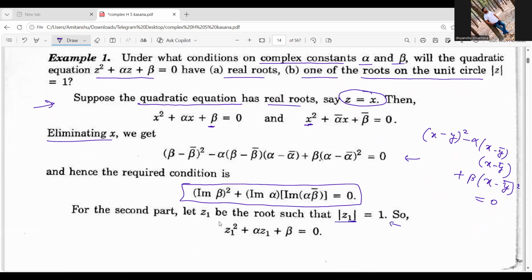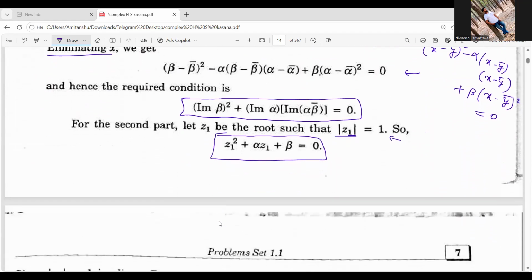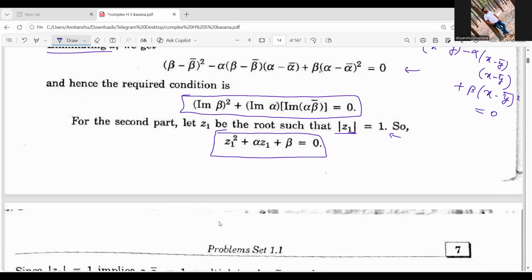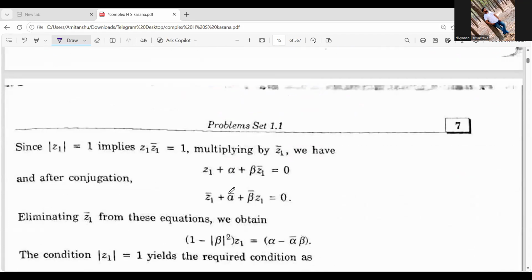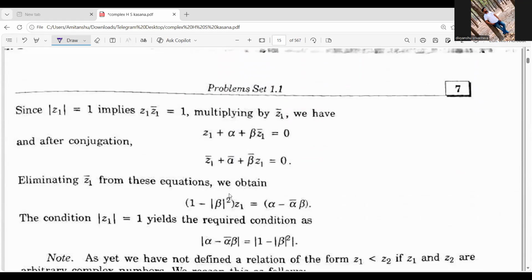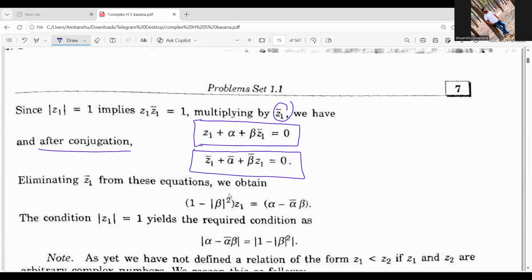Okay, now the second part: z1 to be the root such that modulus z1 is equal to 1. So z1 square plus alpha z1 plus beta is equal to 0. And next, when you take modulus z1 equal to 1, this implies z1 bar is equal to 1 over z1; multiplying by z1 bar we have, after conjugation, z1 bar plus alpha plus beta z1 bar equal to 0. And the second is z1 bar plus alpha bar plus beta bar z1 equal to 0.